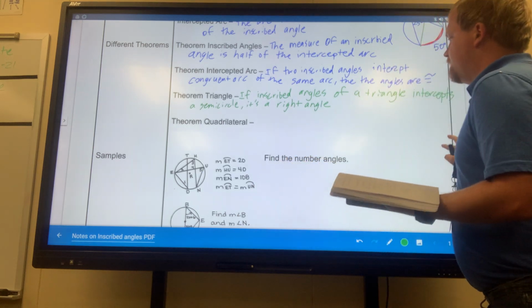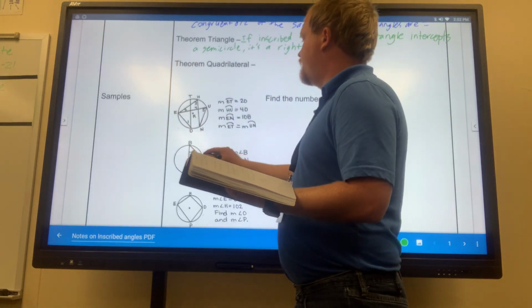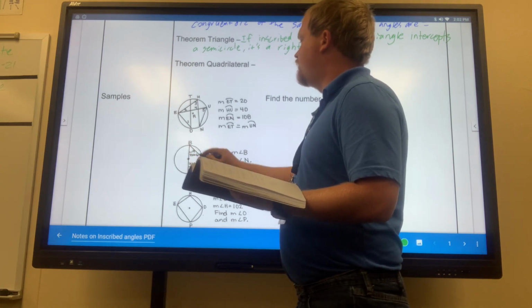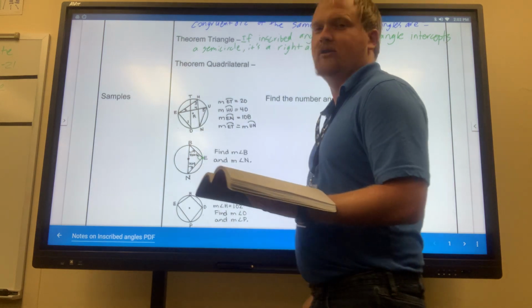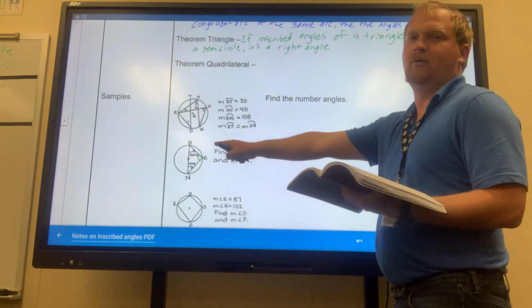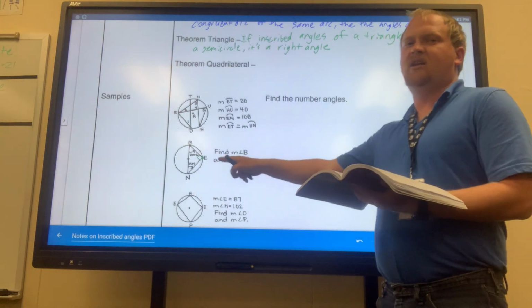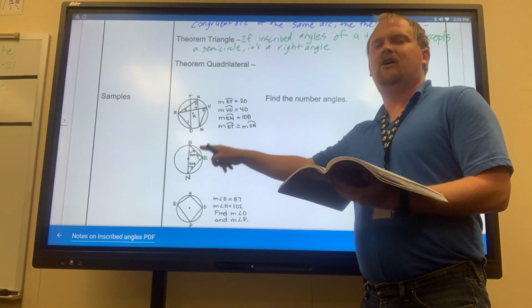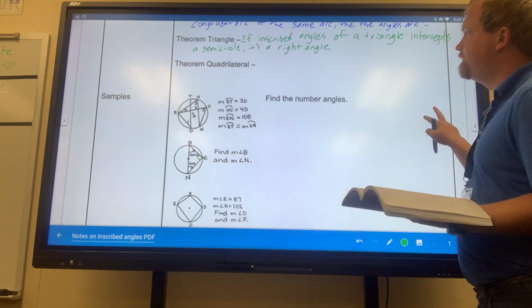So basically, if I look right here, see this little inscribed angle right here? If it happens to intercept a semicircle, that's a right angle. And we'll talk about what we can do with this later on. But I'm stating the fact that this will be a right angle if the inscribed angle intercepts a semicircle.